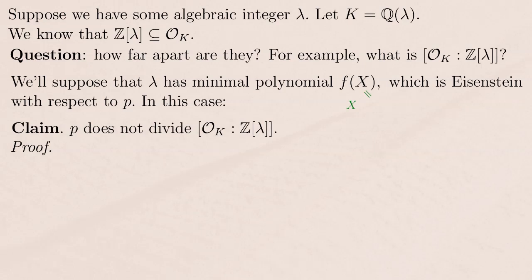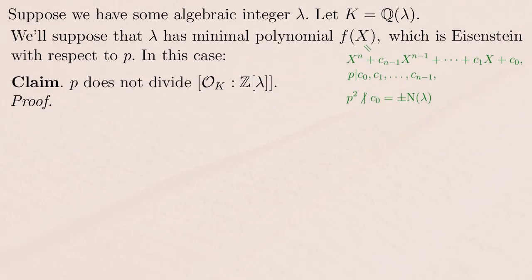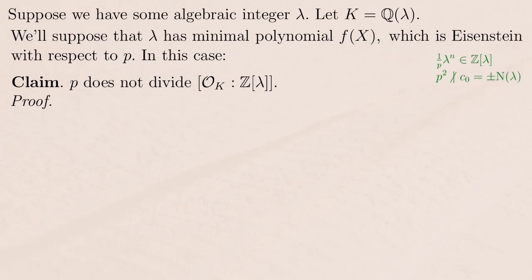Firstly, let me write out f of x explicitly as before, with coefficient ci, where p divides all the ci, but p squared doesn't divide c0, which is plus or minus the norm of lambda. Okay, plugging in lambda as before, we can see that lambda to the n is a multiple of p, which I could write as 1 over p times lambda to the n is in z adjoin lambda. I'm going to use these two facts crucially in our proof going forward.